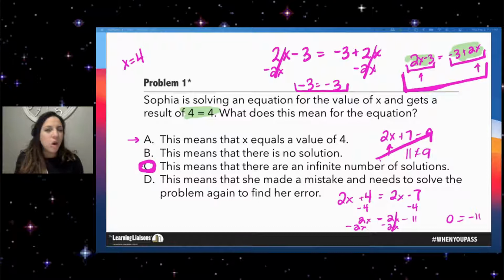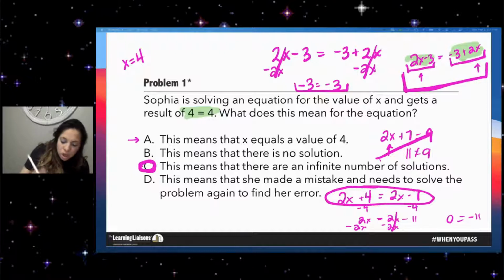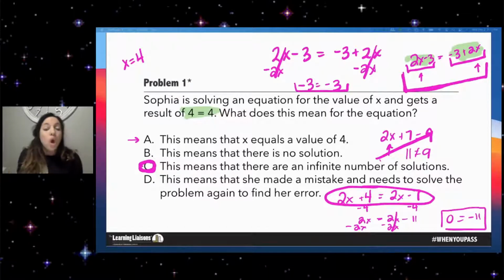No. And my goal was to find X. So if I had something like this, there would be no solution. If Sophia solved an equation and got 0 equals negative 11, or she got 2 equals 5, there would be no solution. If she gets 3 equals 3, we have infinite solutions. And if she gets X equals something, there's one finite solution. It doesn't mean that she made a mistake at all.